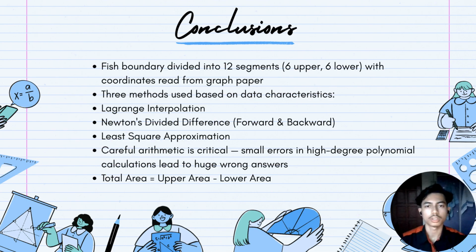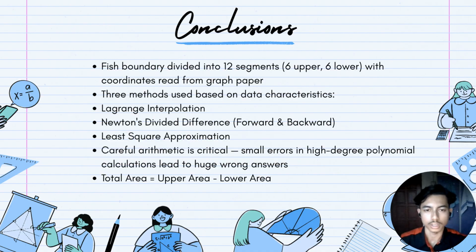Okay, for the conclusion, we can conclude that the fish image is divided primarily into 12 segments, but the first segment is divided into 4 more segments at the area of the mouth of the fish because there is a curve on the mouth part. And the three methods used for data characteristics are Lagrange, least square, and Newton.